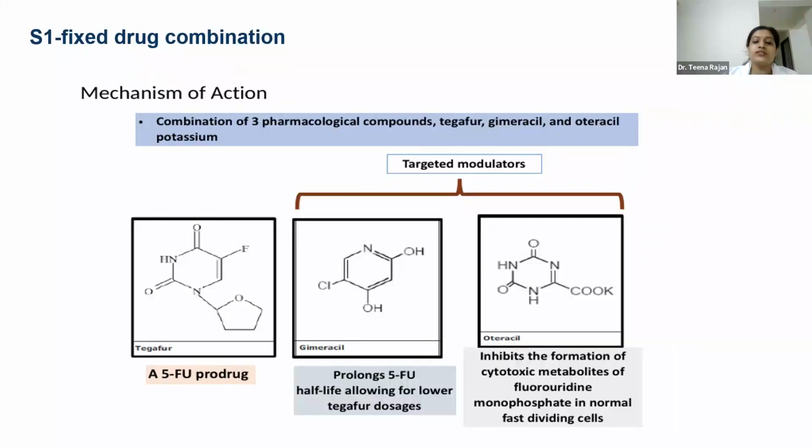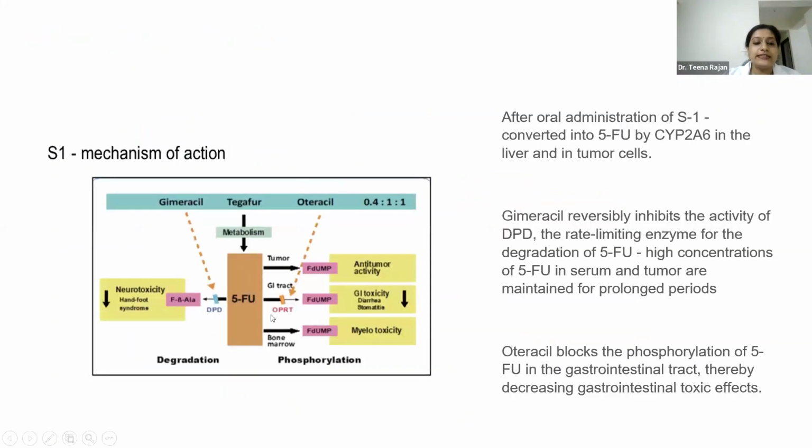So gimeracil, what does it do? It will inhibit the DPD enzyme, resulting in decrease in the catabolism of this 5-FU, decreasing the byproducts of 5-FU catabolism, thereby decreasing the neurotoxicity and prolonging the half-life of 5-FU. Oteracil is an agent that will inhibit this enzyme OPRT, specifically in the GI tract, so that the 5-FU will not get converted into the active products and cause GI toxicity. So it reduces the GI toxicity.